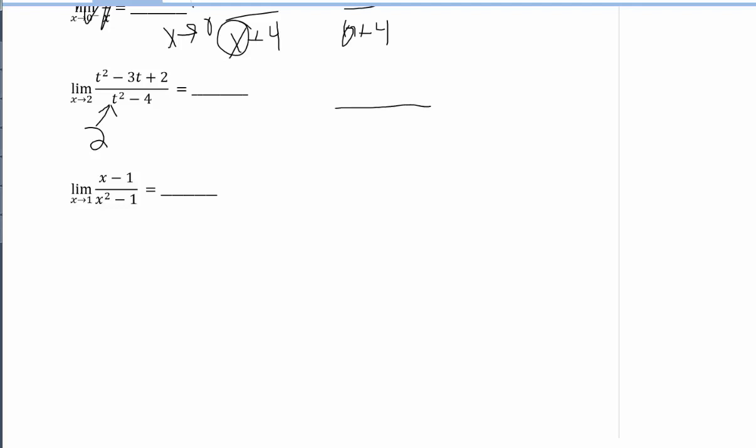The bottom is really easy to factor. It's a difference of perfect squares, t plus 2, right? And then t minus 2. Forgive me for my t's looking like plus signs. All right, and let's factor the top.